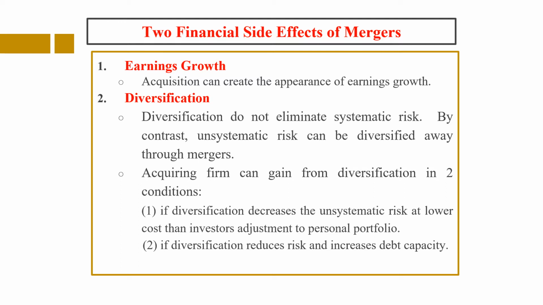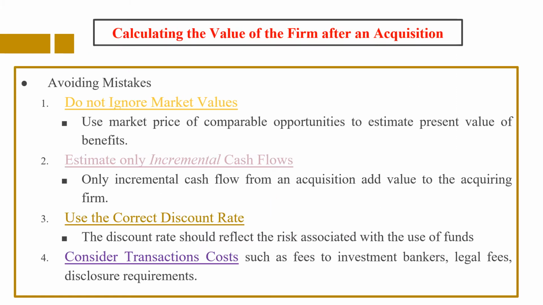When it comes to diversification, it means that diversification does not eliminate systematic risk. By contrast, unsystematic risk can be diversified away through mergers. The acquiring firm can gain from diversification in two conditions. The first one, if diversification decreases the unsystematic risk at a low cost, then investors adjust their personal portfolio. And the second one is if diversification reduces risk and increases debt capacity. So these are the conditions under which the firm will gain from diversification.